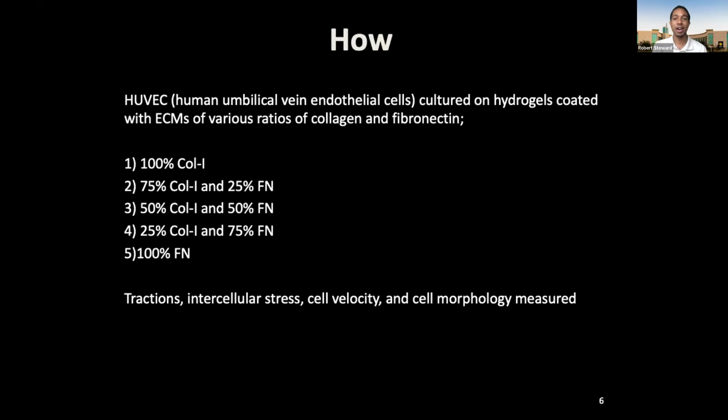For the how, we used HUVECs, human umbilical vein endothelial cells, cultured on hydrogels. And what we did was vary the ratio of various ECM proteins. We used collagen and fibronectin, and essentially, as you see here, we started with 100% collagen, and then varied it, adding fibronectin until the ratio was similar. And then we slowly decreased collagen until the matrix was 100% fibronectin.